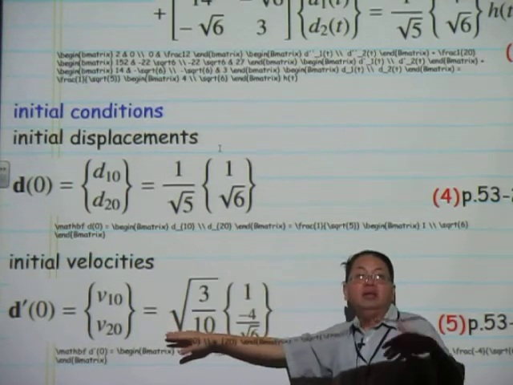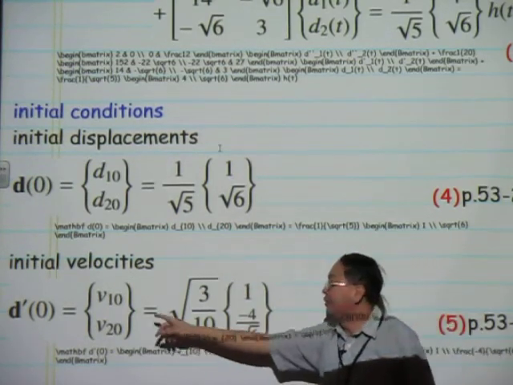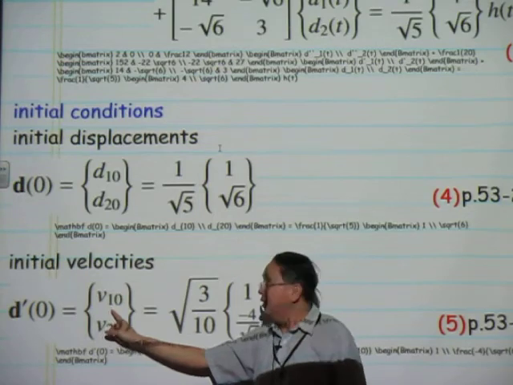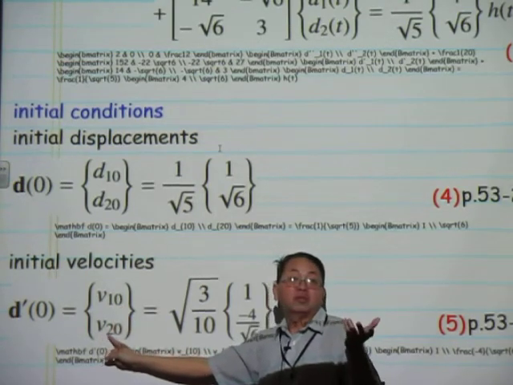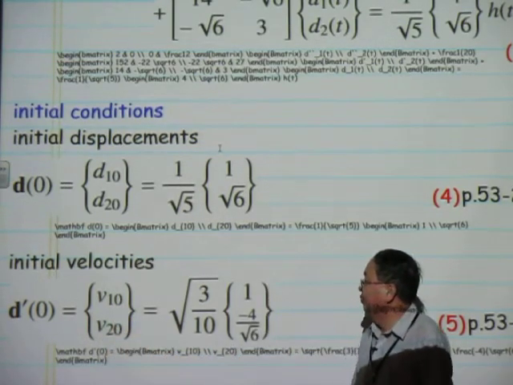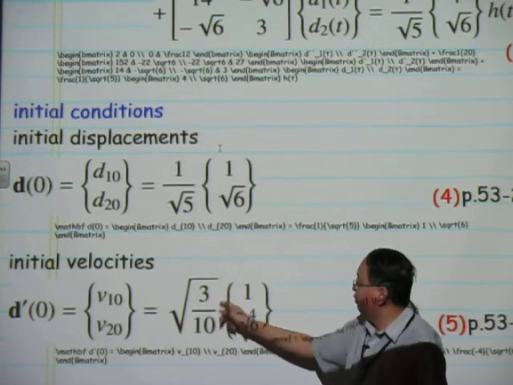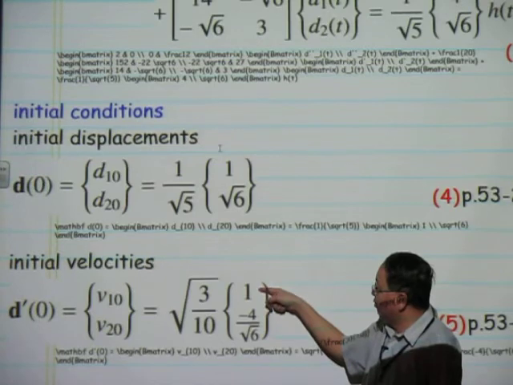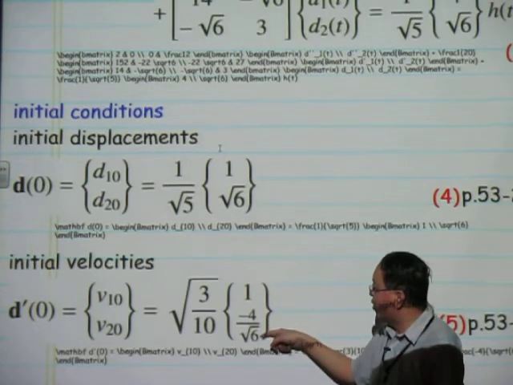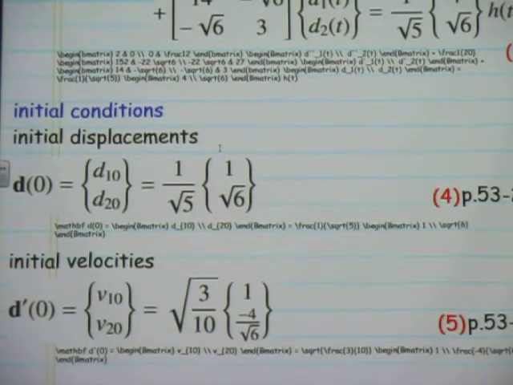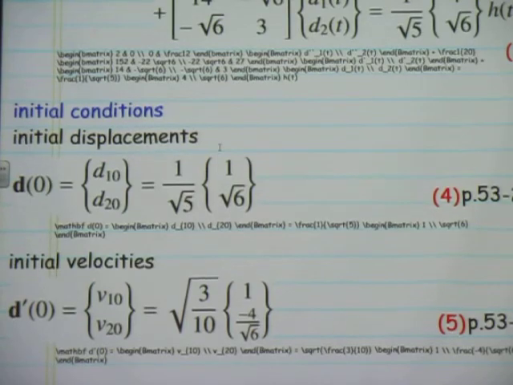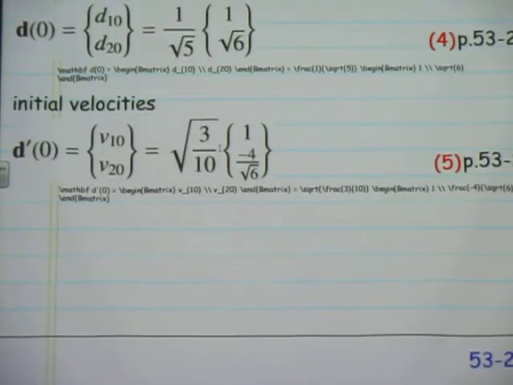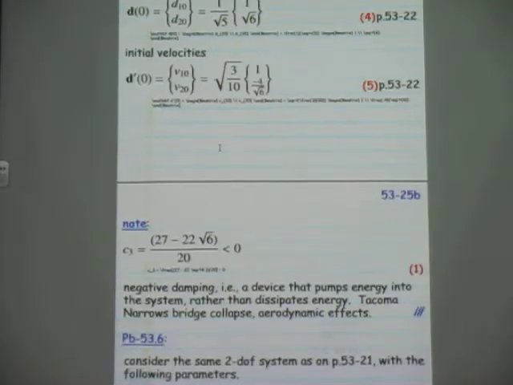Similarly, you have here the initial velocity, right? Velocity of mass 1 at time 0 and velocity of mass 2 at time 0. Okay? Square root of 3 over 10 times this column matrix, 1, and then the second coefficient is minus 4 over square root of 6. And you will see the magic of these numbers as we move along.